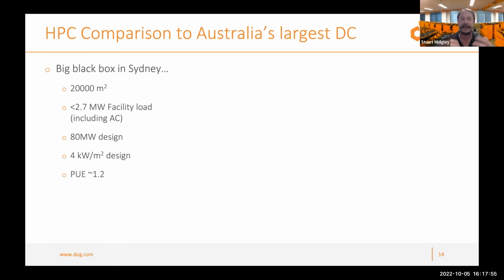So again, if you think about our Australian HPC facilities, they punch way above their weight in terms of energy for the amount of floor space that they throw at the problem. So that, for me, has always been a very striking idea of HPC data centers: the energy density we have to deal with.